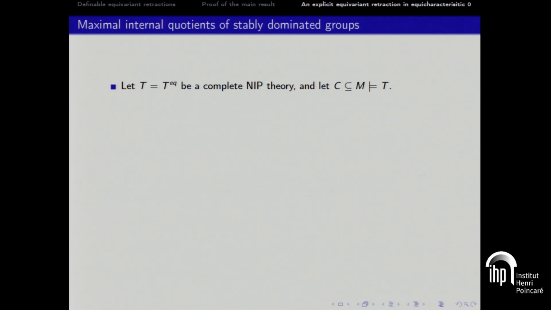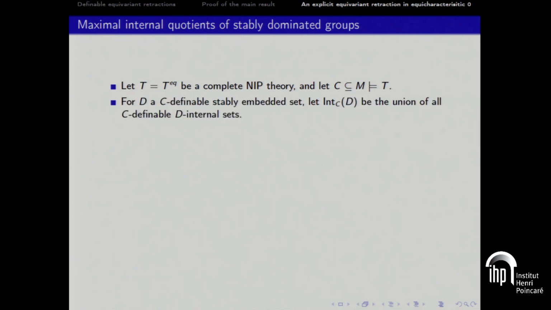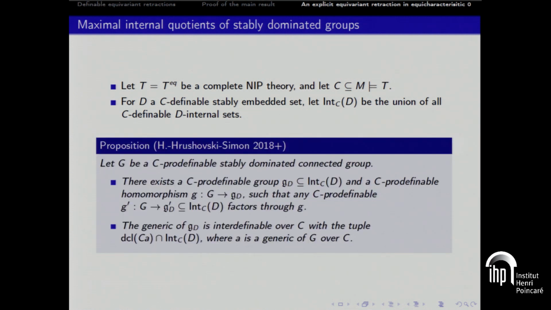So now some digression, maybe for Anand. Take a complete NIP theory eliminating imaginaries and take some parameters. Take a stable embedded C-definable set, D, and call int C of D the union of all stable embedded D-internal C-definable sets. Okay. Now one can prove that whenever you have a C pro-definable stable dominated connected group, it has a maximal D-internal quotient.